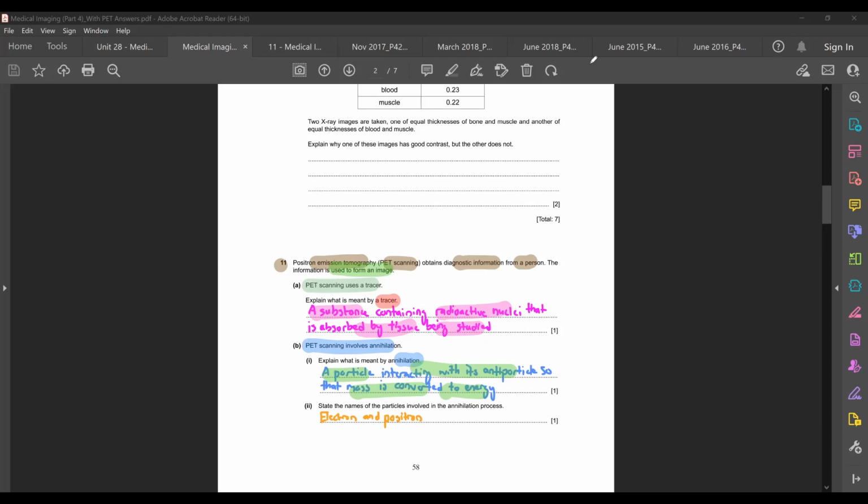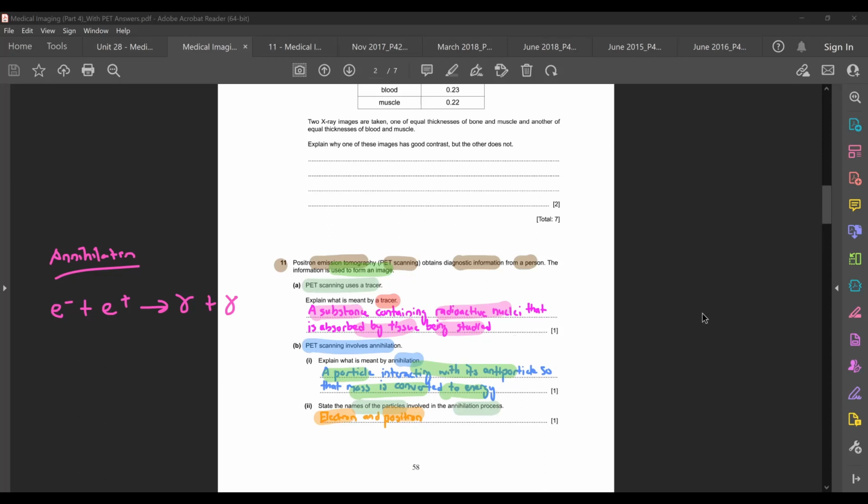Then in part 2, state the names of the particles that are involved in your annihilation process. During your annihilation process, it's actually your electron interacting with a positron to give you 2 gamma ray photons. So the names of the particles involved in annihilation are an electron and a positron. Okay, so this is okay so far, right?